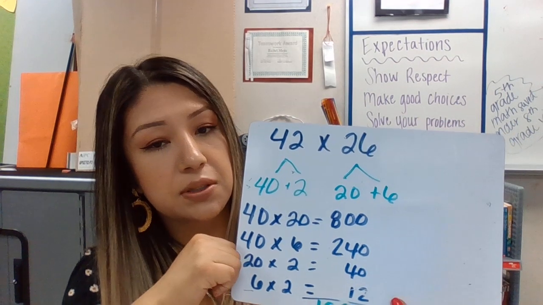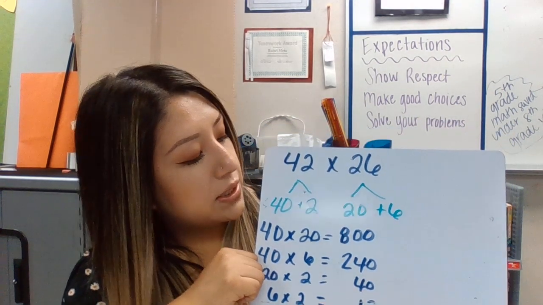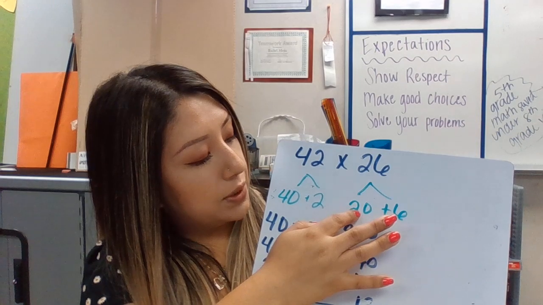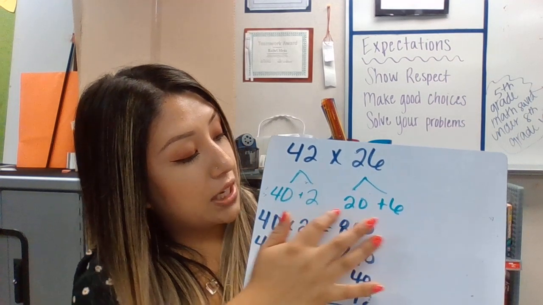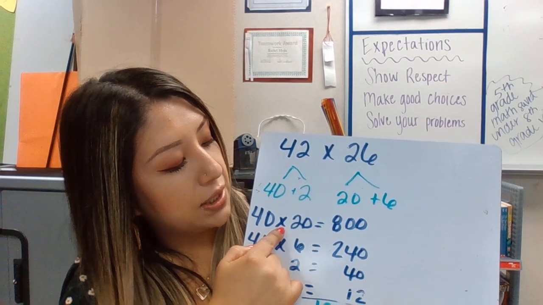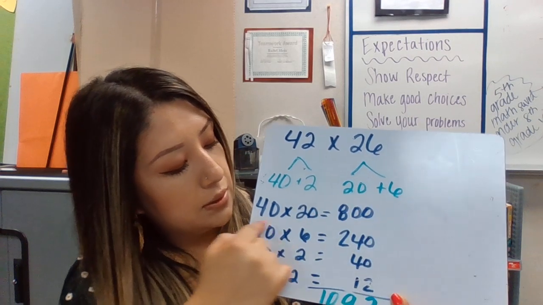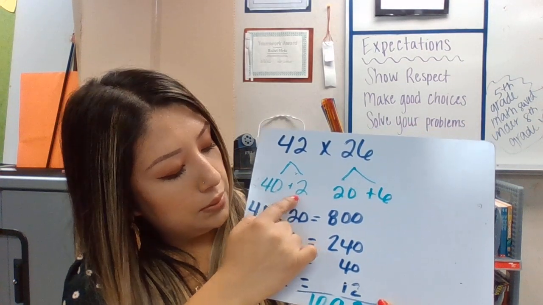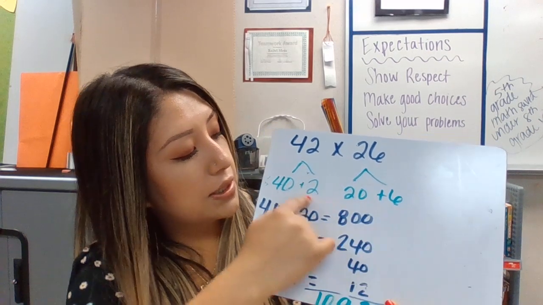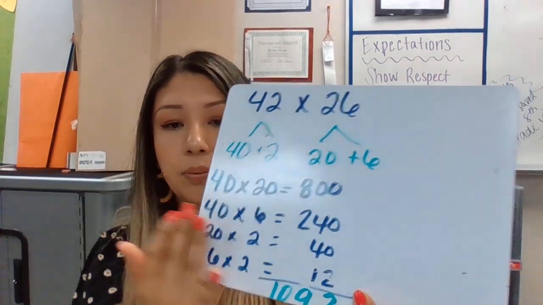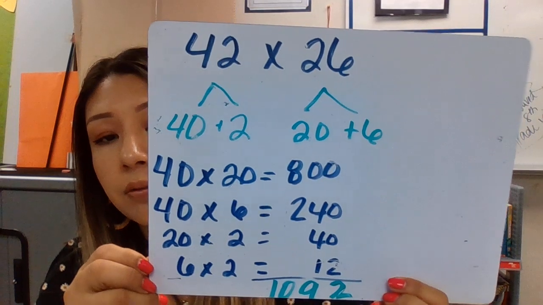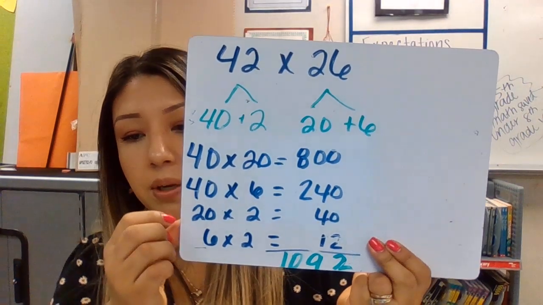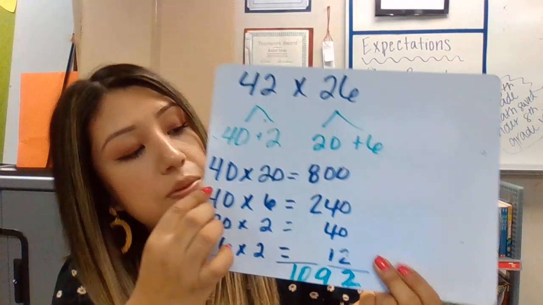And what I did was I used the distributive property, which basically means I did 40 times 20, and I have it written out here, 40 times 6, right here, 20 times 2, right here, and then 6 times 2, okay? We wrote them all out, and we solved. Remember, we can solve by using the shortcut way, which is this way.